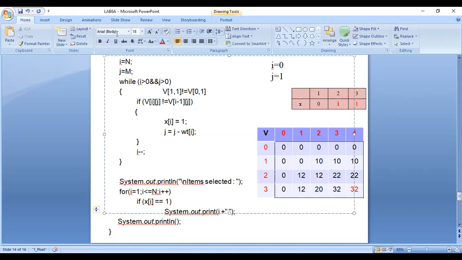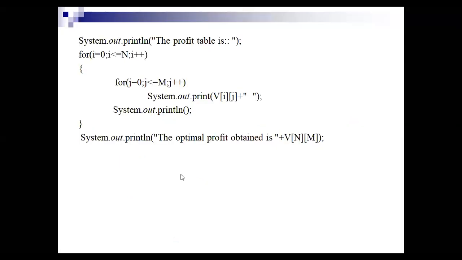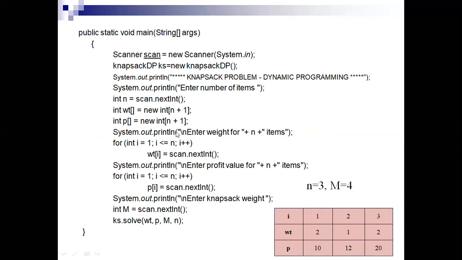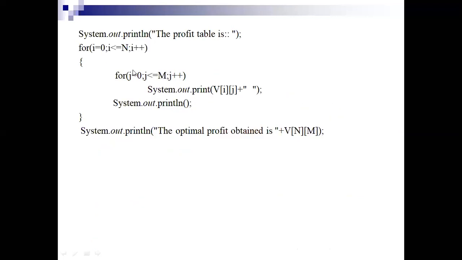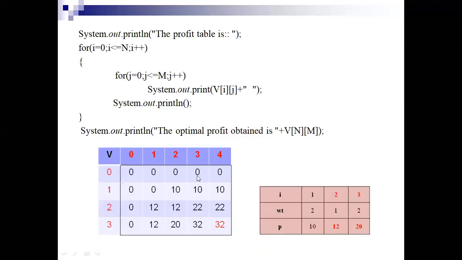So the very important aspect of the program here is with respect to generating the profit table. How do we generate? You should be very careful here. As I've told you, here it should be n plus 1 and m plus 1. Very important. And the X array is also of size n plus 1. The profit array and the weight array are also of size n plus 1. You can also see the profit table which is now being printed. So let us now execute the same on the compiler and see whether we get the same answer as we have got here.